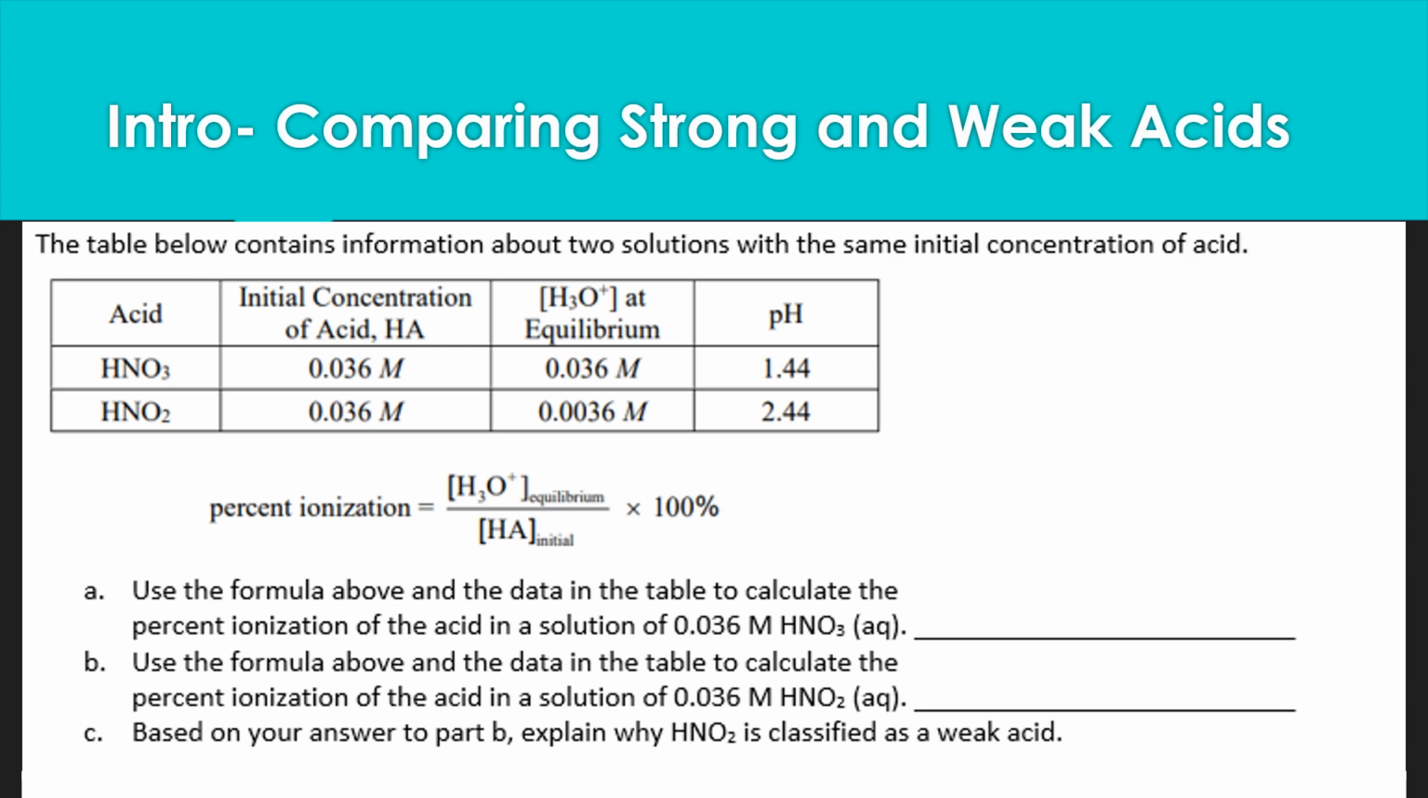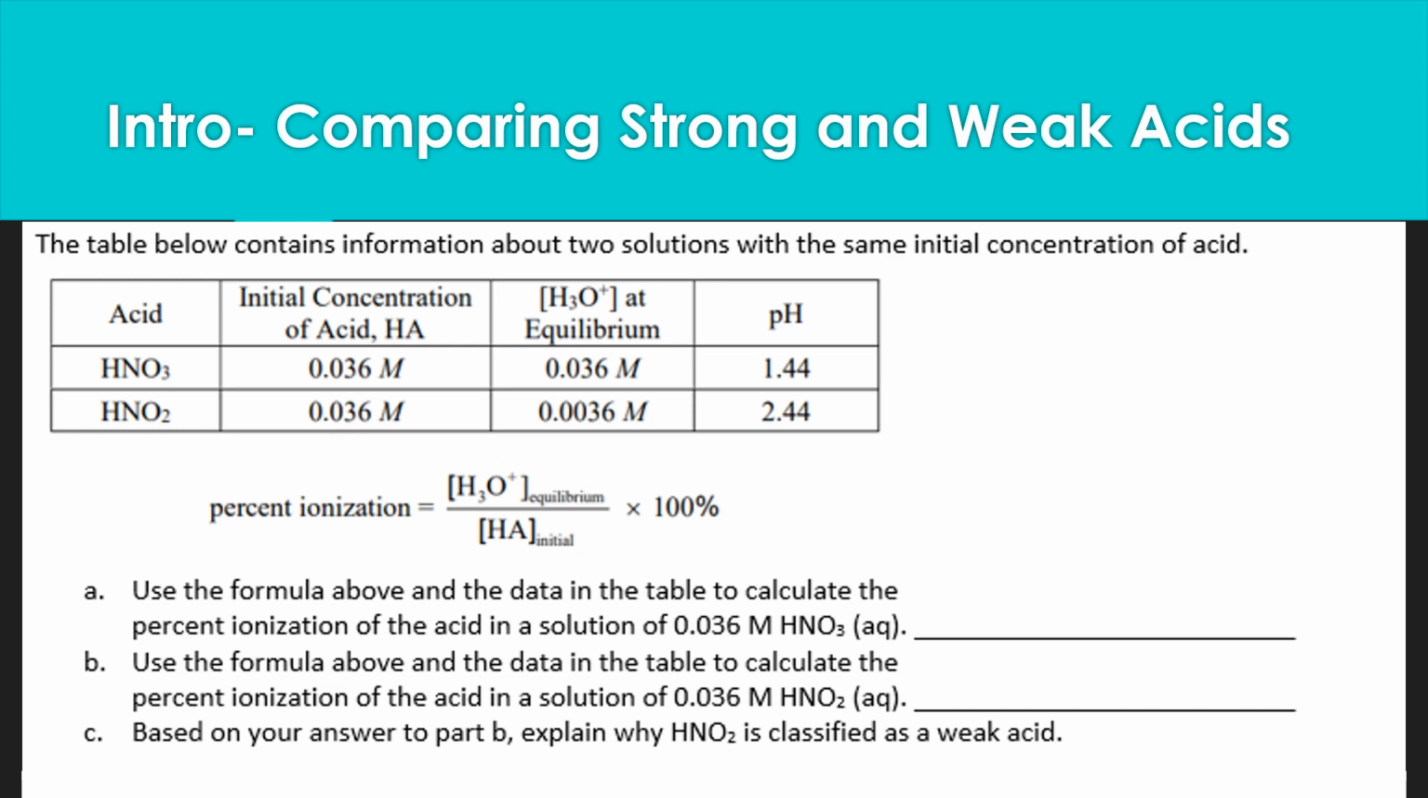So we've got a table. It contains information about two solutions with the same initial concentration of acid. So we've got HNO3, which is on our list of strong acids. So we know that one's strong. And HNO2, very similar, but not on our list. So that's going to be a weak acid. So let's see why they're classified these ways.